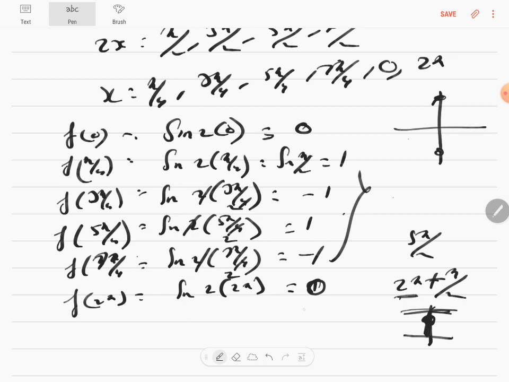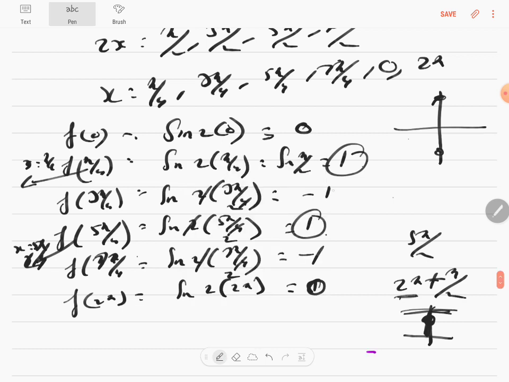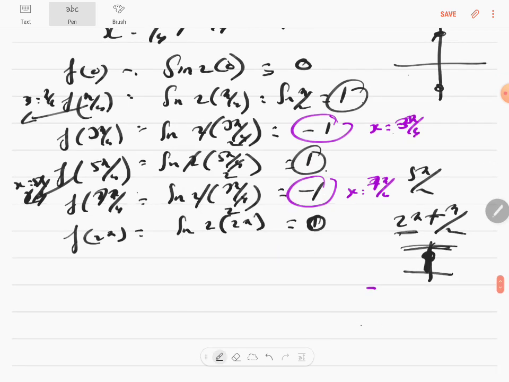So then you get maxima at 2 different points. Can you see? At 1 and 1. 1 and 1 are your maxima, which you're getting at 2 different points: when x is equal to pi by 4 and also x is equal to 5 pi by 4. And your minima's value is minus 1 and minus 1, which happens at x is equal to 3 pi by 4 and also at x is equal to 7 pi by 4. So this is your maxima and minima. You get 2 maxima and 2 minima. Okay, so then let's go to the next question.